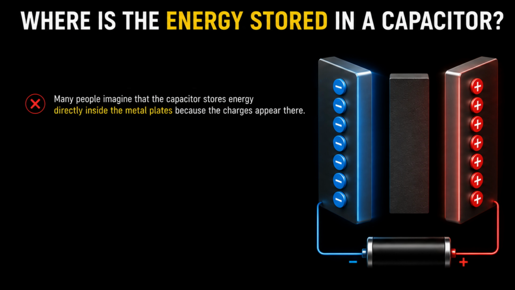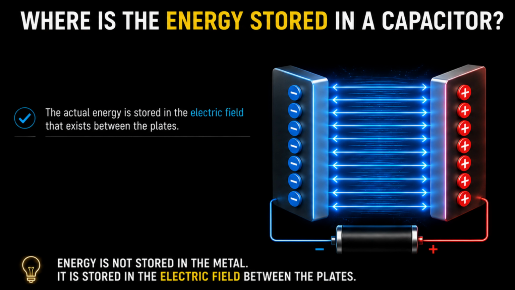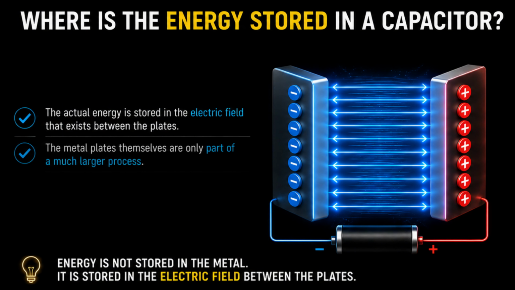Many people imagine that the capacitor stores energy directly inside the metal plates because the charge appears there. That sounds reasonable at first, but it's not really correct. The plates mainly provide a place where charge can collect and remain separated. The actual energy is stored in the electric field that exists between the plates. The metal plates themselves are only part of a much larger process. Something more important is happening.